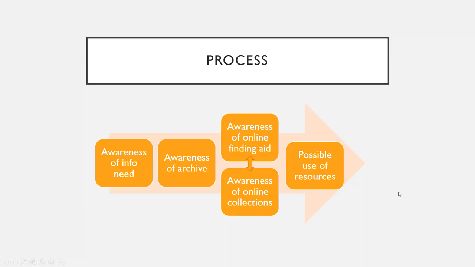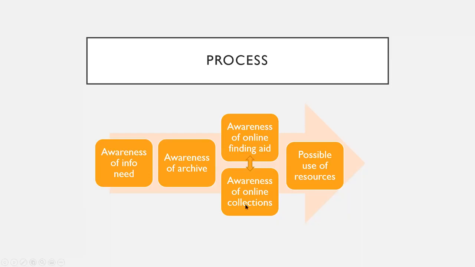As I mentioned before, it's important that there is a nice crosswalk between these two. So ideally, a researcher is going to be aware of both of these, but it may be that they are only aware of the online records or collections that an archive has, and they're not as aware of the online finding aids that an archive also has. And maybe they don't need an online finding aid.